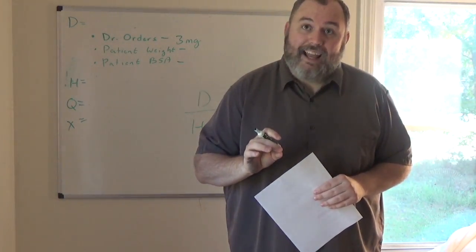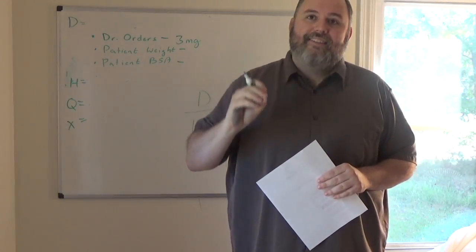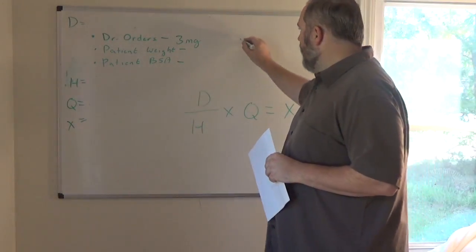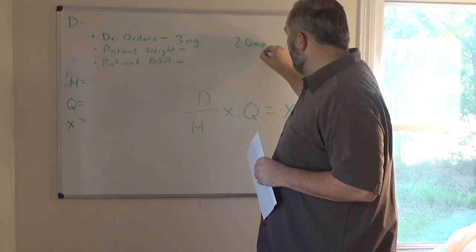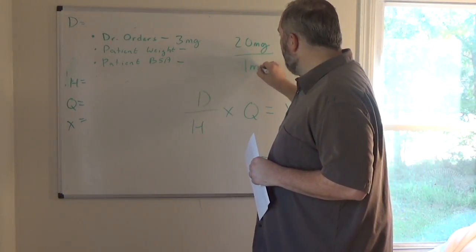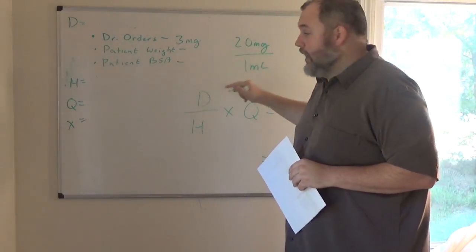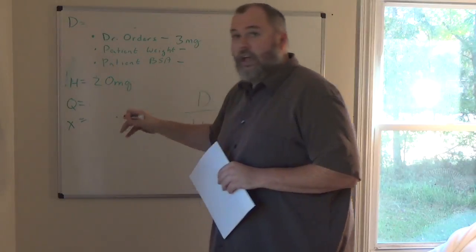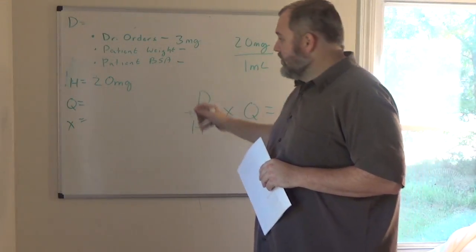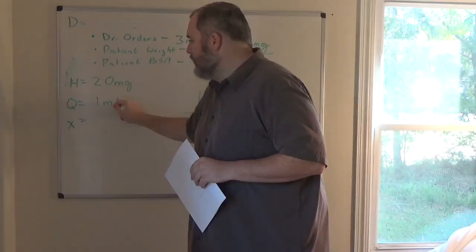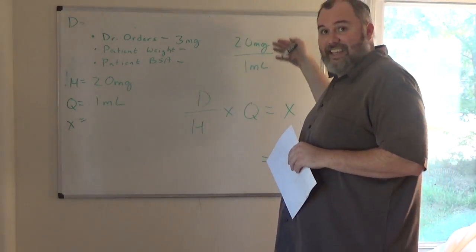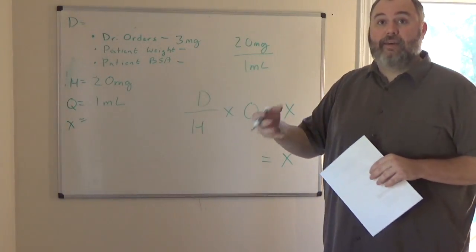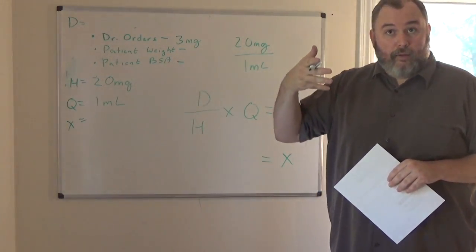Now go back to the last video and think about it. When I said 20 milligrams per ml, that's written like this: 20 milligrams per 1 ml. The 20 milligrams, well, that's my H. My milliliters, that is how much I had to get that 20 milligrams. Okay, so 1 milliliter has 20 milligrams of the medication that my body is needing.